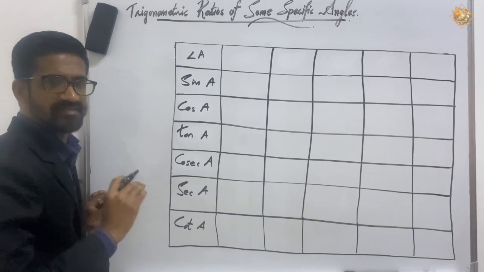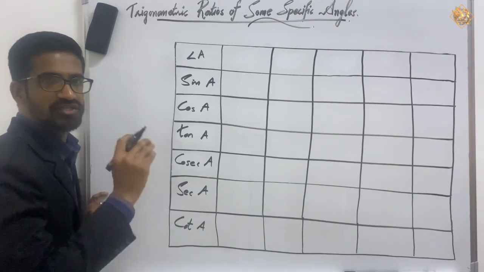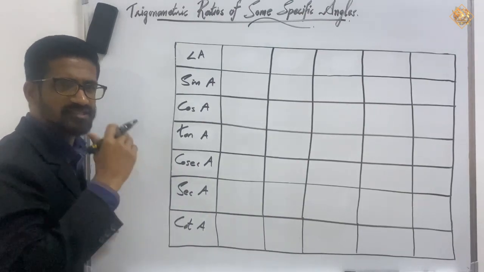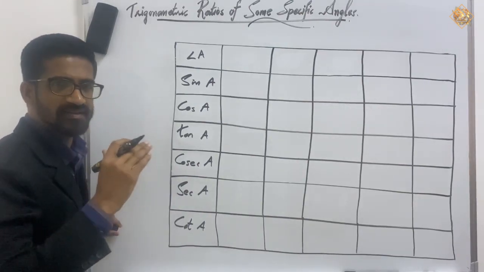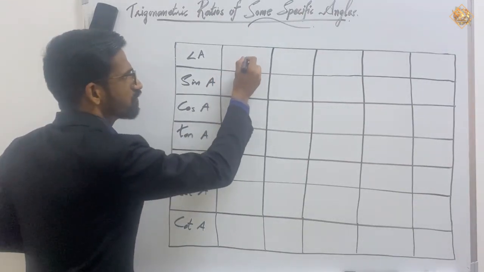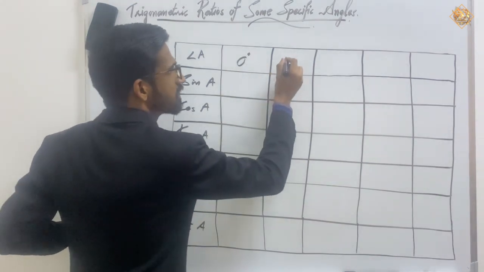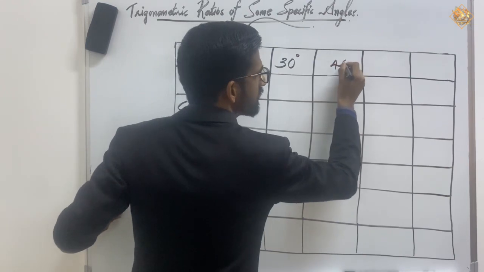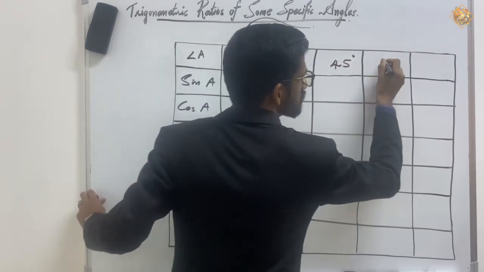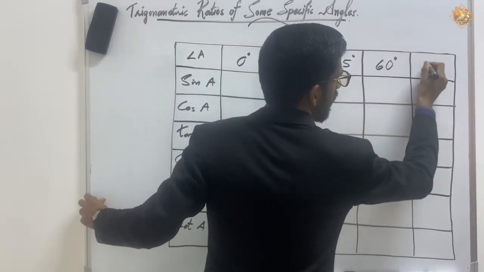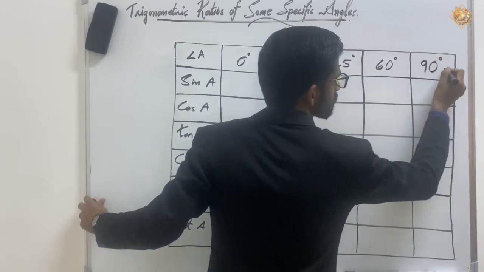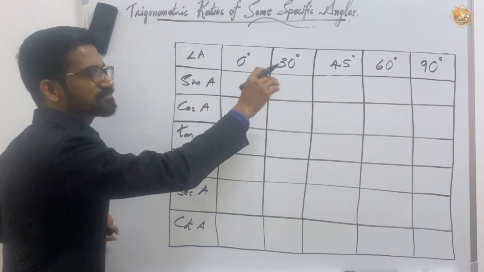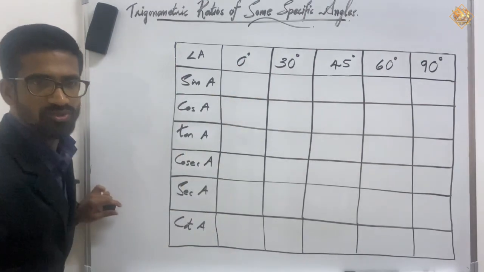Okay, now in this class we are going to discuss trigonometric ratios of some specific angles. Which are the specific angles that you have to learn in grade 10th? That is 0 degree, 30 degree, 45 degree, 60 degree, and 90 degree. Here we will discuss the values of the trigonometric ratios for these specific angles.